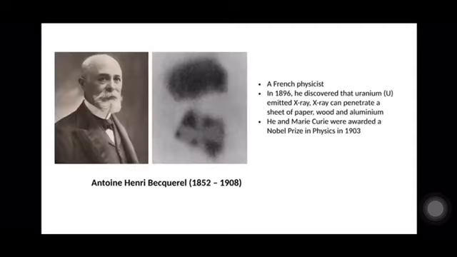The second one yang significant dalam penemuan discovery of radioactivity adalah French physicist. Nama dia Antoine Henri Becquerel. In 1896, he discovered uranium yang emit X-ray ni, dan dia boleh penetrate sheet of paper, wood, aluminium. That's why sebenarnya X-ray is quite dangerous. Tengok, dia boleh penetrate, even aluminium pun dia boleh penetrate. Okay, so dia yang jumpa bahawa uranium yang emit X-ray ni, uranium is one of the radioactive substances lah.